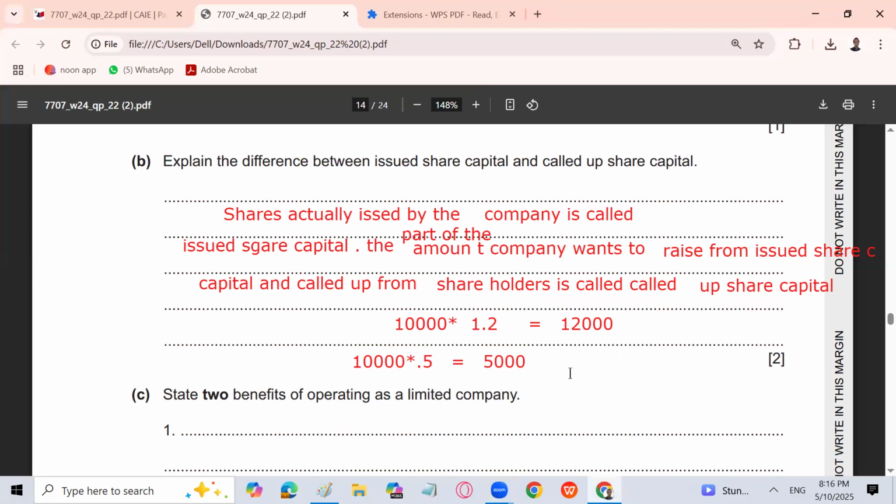Okay, state 2 benefits of operating as a limited company. Obviously, you can raise capital by issuing shares to the general public. Then you have limited liability. The shareholders are liable to the extent of shares held by them, right? And third, the company has a perpetual succession and a common seal. You have studied all these in your business subject also.